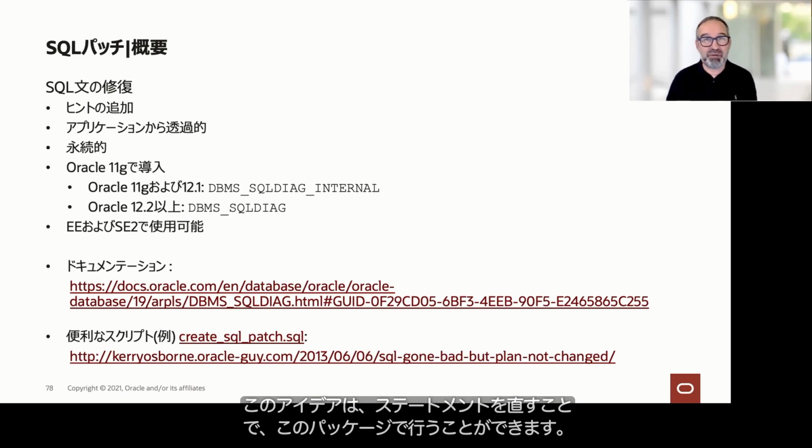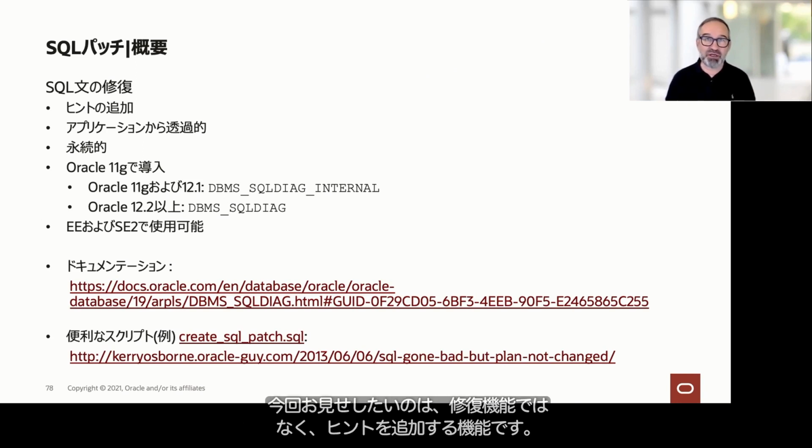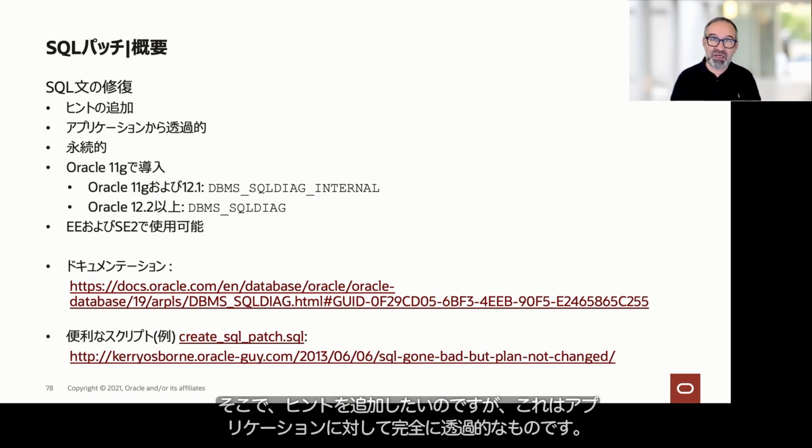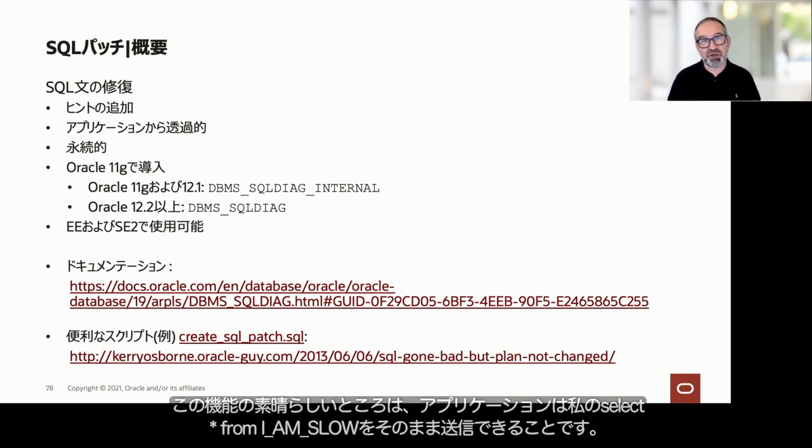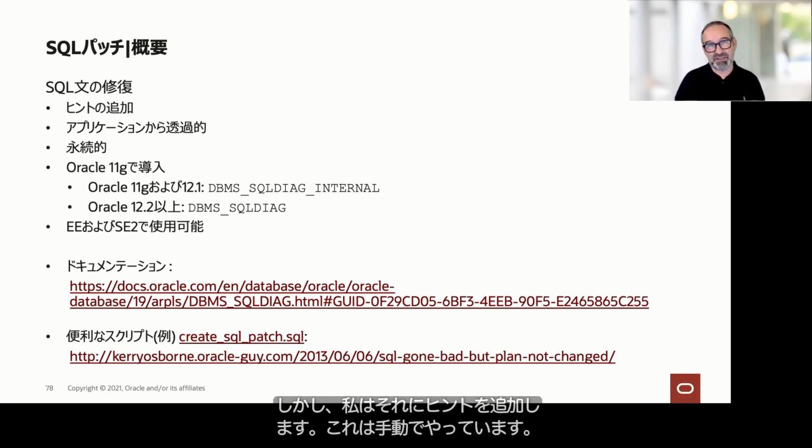The idea is we repair a statement. That is something we do with this package. What I would like to show you, I don't want to show you the repair capabilities. I would like to show you the capabilities of adding hints. So I would like to add a hint, and it's fully transparent to the application. So the cool part of that feature is the application still sends my select star from I am slow. But I add now a hint to it.